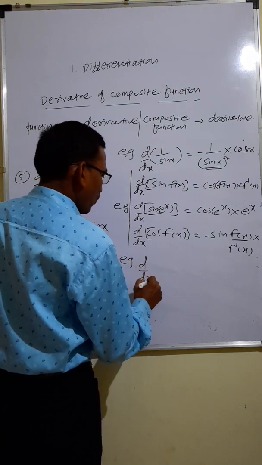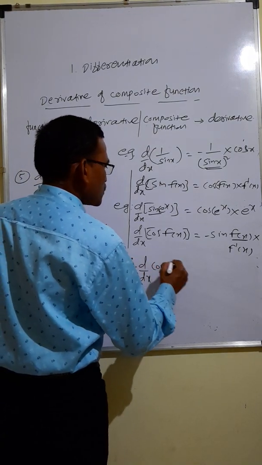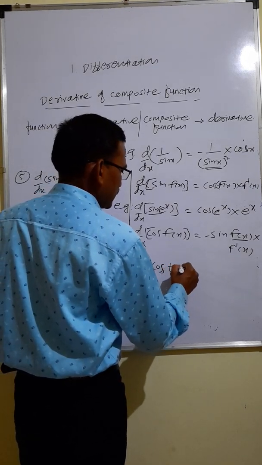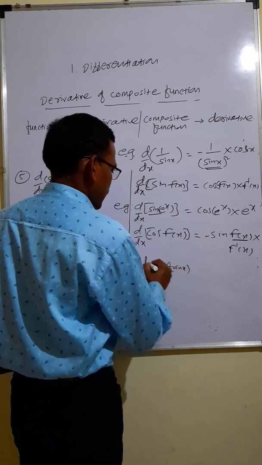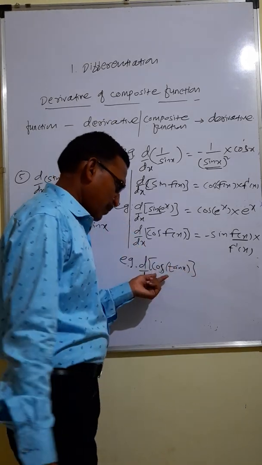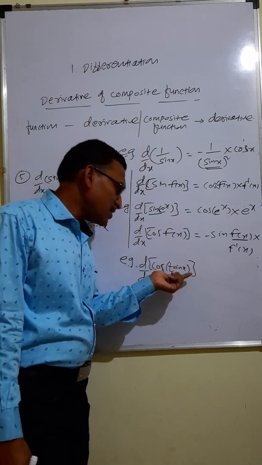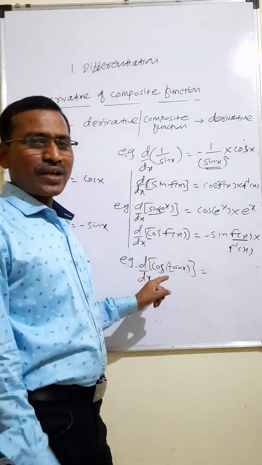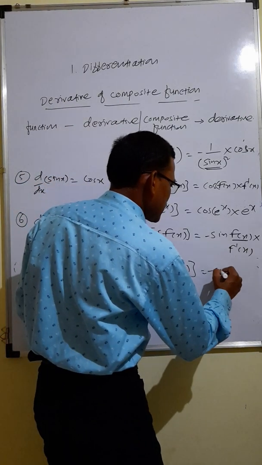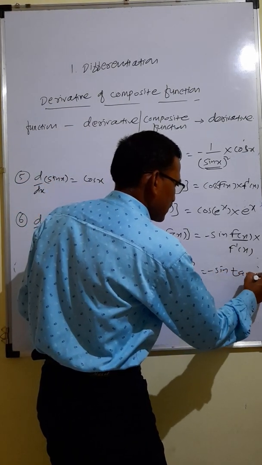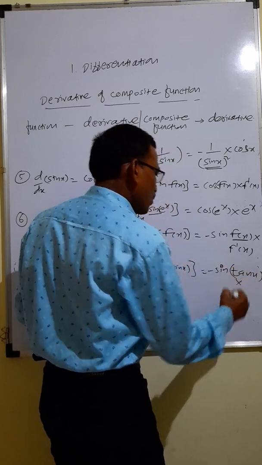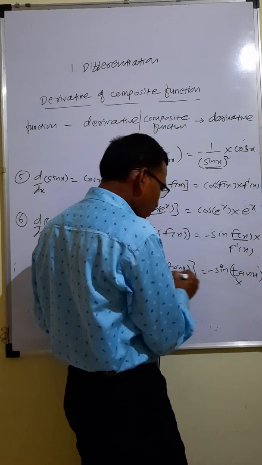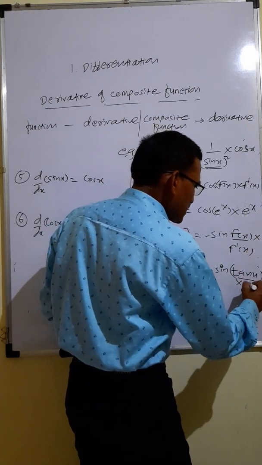So the derivative of cos of tan x. Here the first function is cos, and its angle again is the function tan x. So the derivative of cos of tan x is minus sine of tan x into, by chain rule, the derivative of this function f of x, f dash x, meaning the derivative of tan x, which is sec square x.